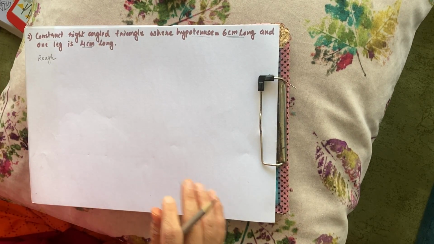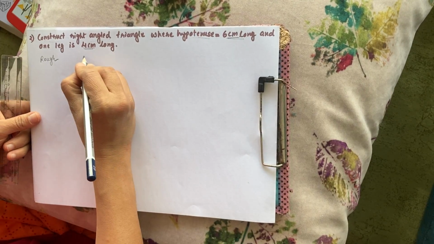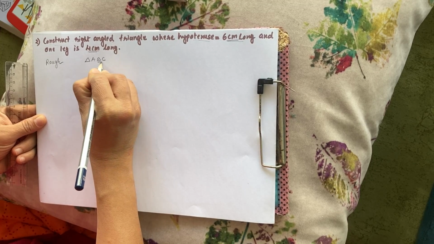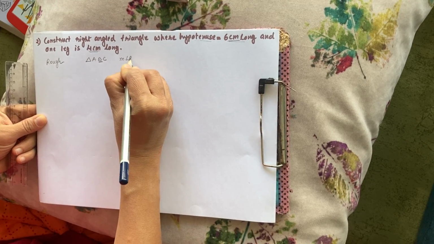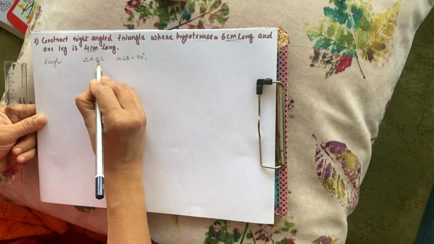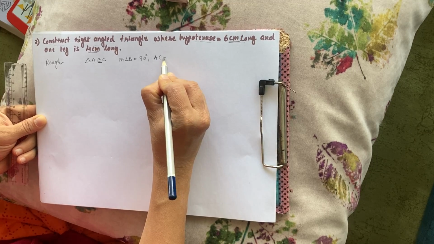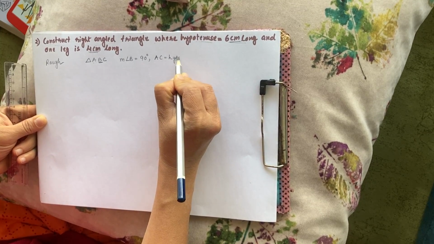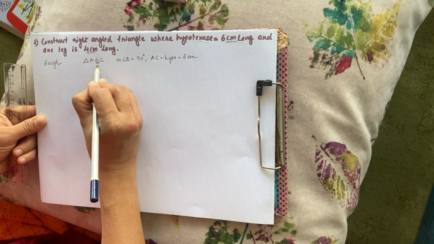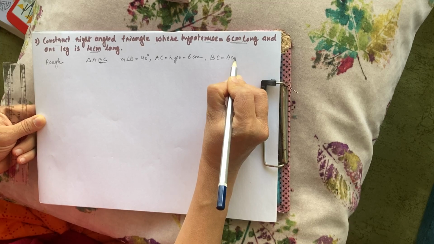Now see, the name of the triangle has not been given to you. So, I will take a triangle ABC where the measurement of angle B is 90 degree. Now, one leg. So, if B is the right angle, AC will be your hypotenuse. So, AC is the hypotenuse and that is 6 centimeter, and BC I will take as 4 centimeter.